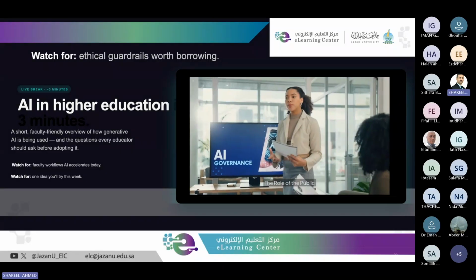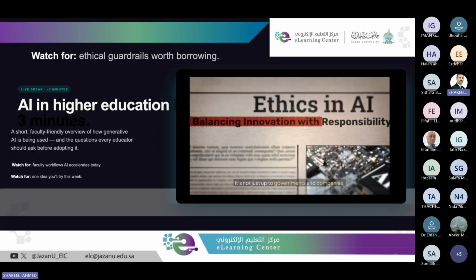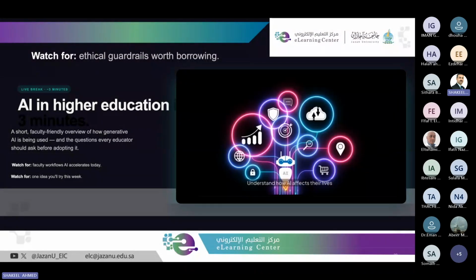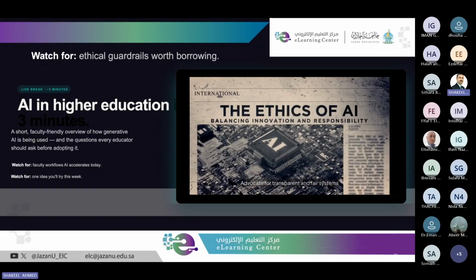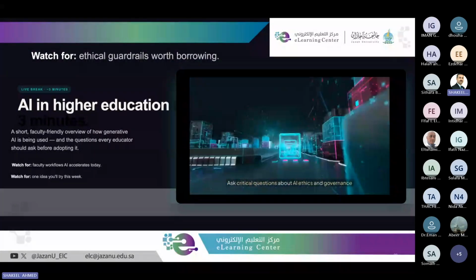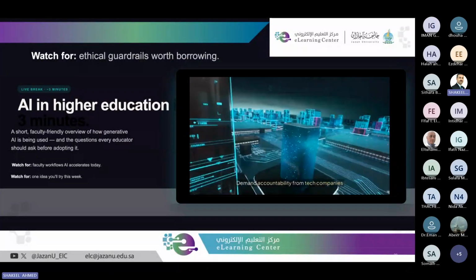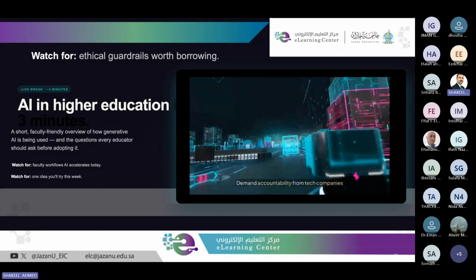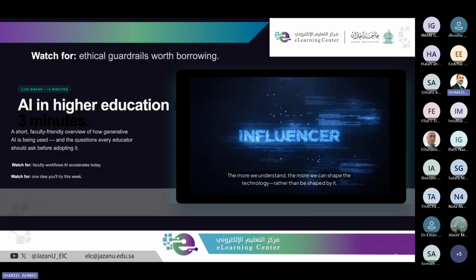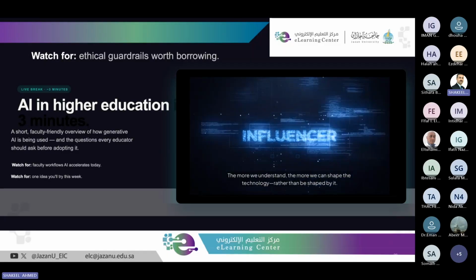The role of the public. It's not just up to governments and companies. Public awareness matters. People need to understand how AI affects their lives, advocate for transparent and fair systems, ask critical questions about AI ethics and governance, and demand accountability from tech companies. The more we understand, the more we can shape the technology, rather than be shaped by it.